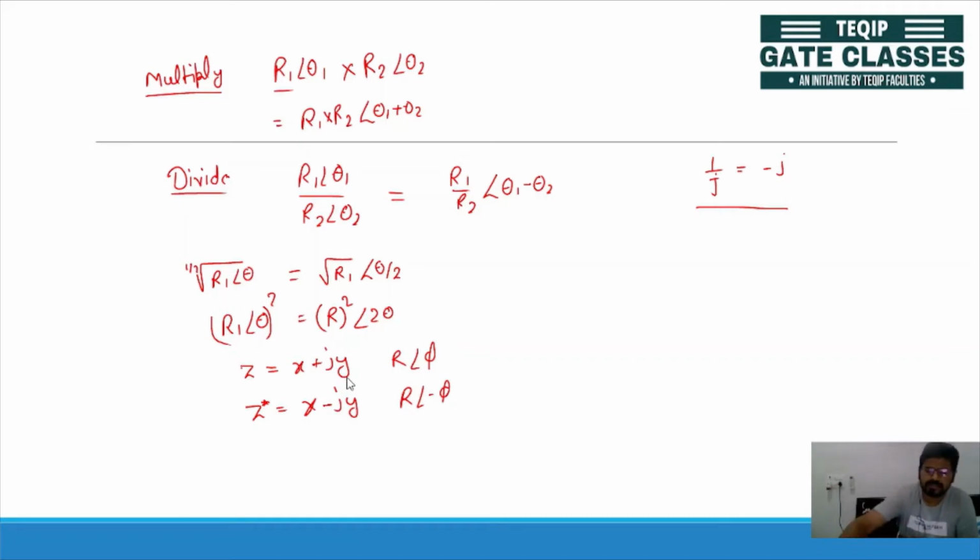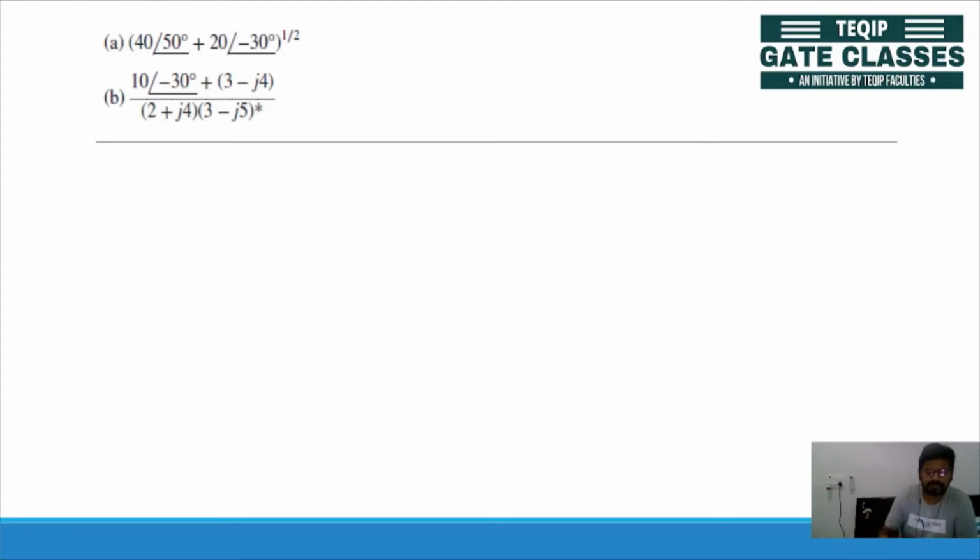So let's take an example. Let's take the first one. What is it? 40 angle 50 plus 20 angle minus 30 degrees.